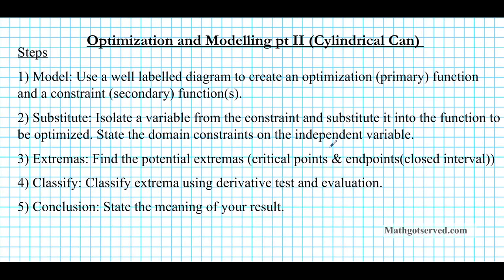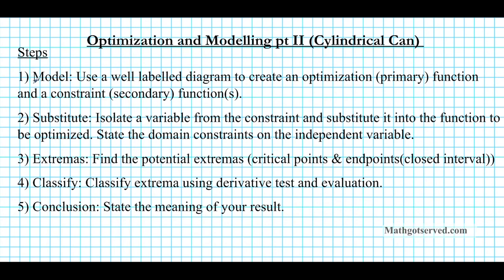Good day, students. In this clip, we're going to be going over part 2 of the modeling and optimization problems. And in this case, we're going to be dealing with a cylindrical can situation. All right, so let's go over the steps again. I went over these in part 1, but we're still going to use the same procedure to do these problems.